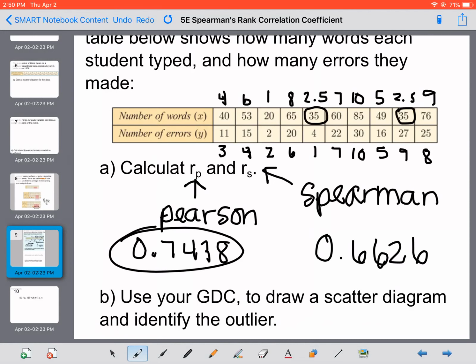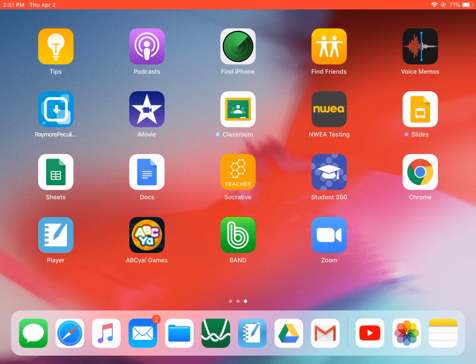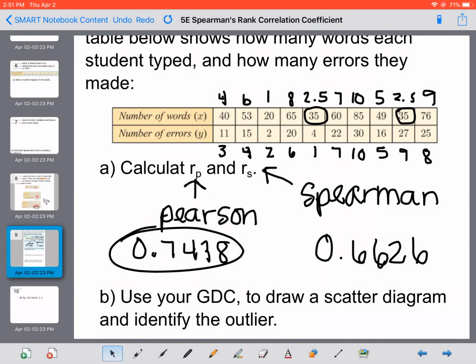Now, part B is asking us to draw the scatter diagram and identify that outlier. So you can see when we look at our scatter diagram that this point, it looks like that 2.5, 9, that second to last point, that is the point that is kind of far away from everything else. So that would be considered our outlier, which is the original point of 35, 27. So if we look at our original points here, it's really this point right here that is our outlier.